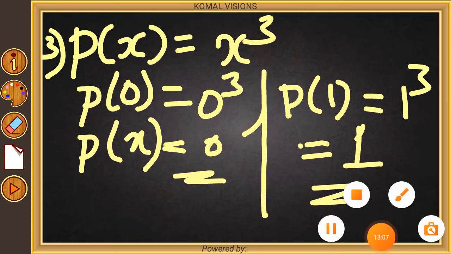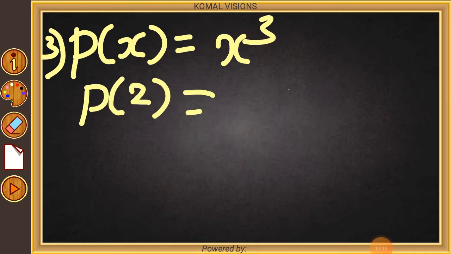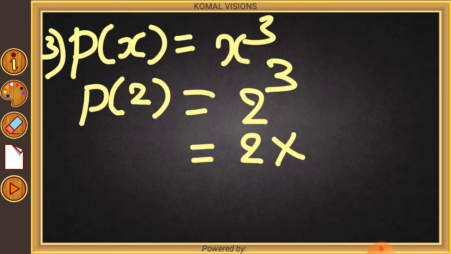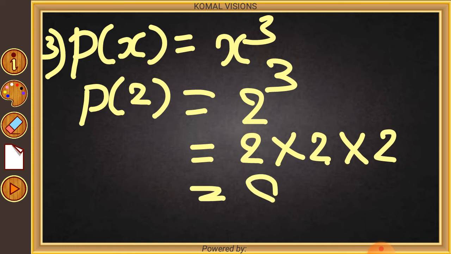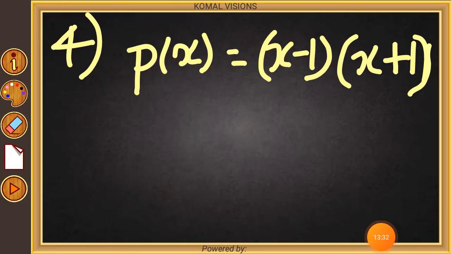Let me check for p of 2. Now for p of 2, the x value will become 2 here. That means 2 should be multiplied 3 times, which is 2 fours are 4, 4 eights are 8. So the value of the polynomial at p of 2 is 8. Understood?